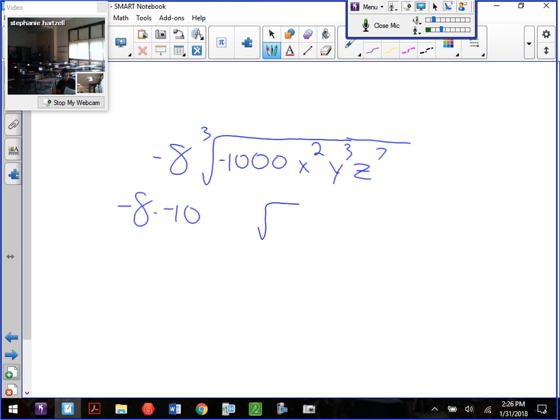I know I'm going to have some nth root to worry about. But what was my trick when I'm simplifying nth roots of variables? We're dividing. You're thinking about division. Okay. Does 3 go into 2? Nope. Can't simplify any out. So I leave the 2 x's in. Does 3 go into 3?